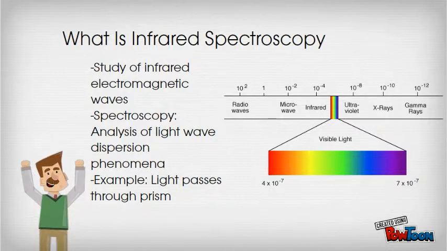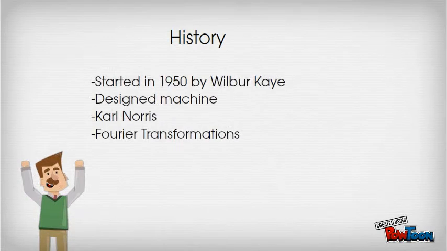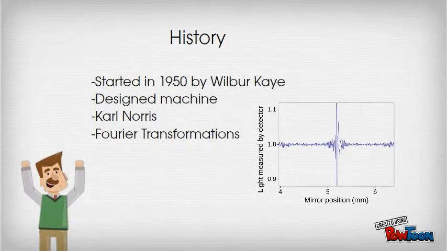As you can see in the picture, infrared is one of the many waves humans cannot see. It is also important to note that visible light is a small portion of the chart of many waves in the universe. History. Infrared spectroscopy started in 1950 by Wilbur Kay.